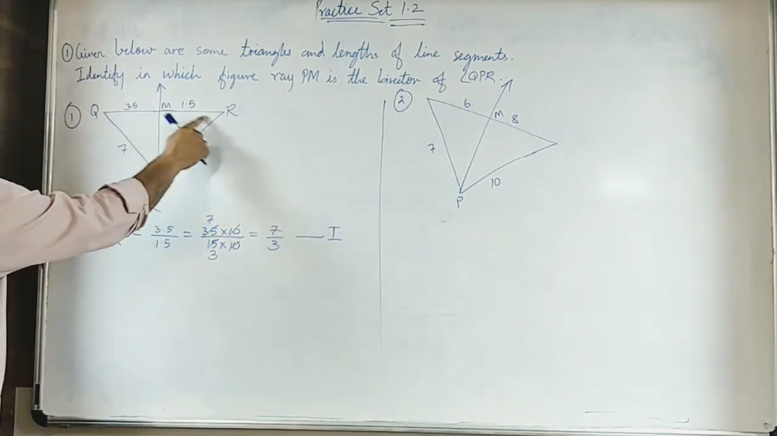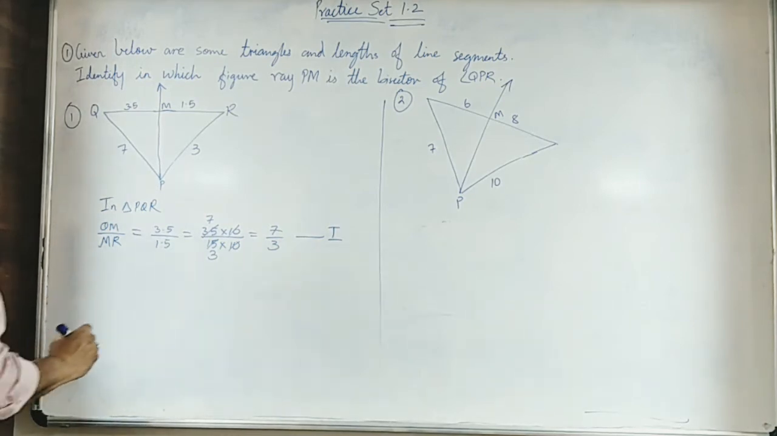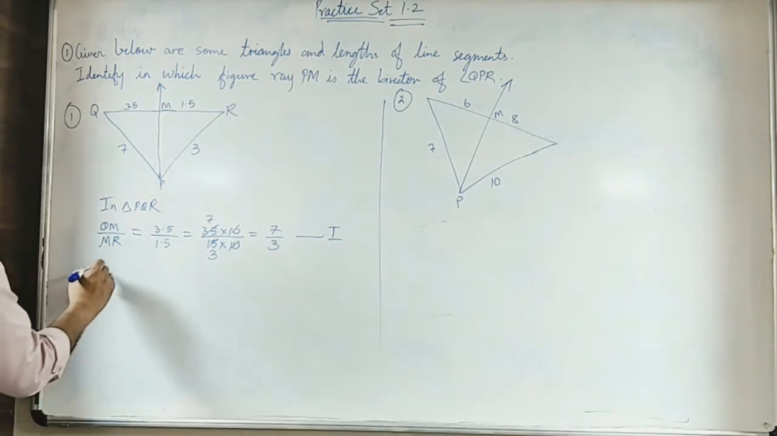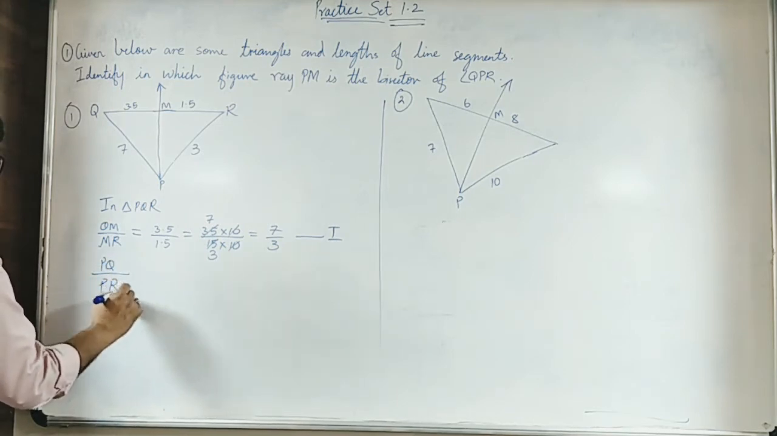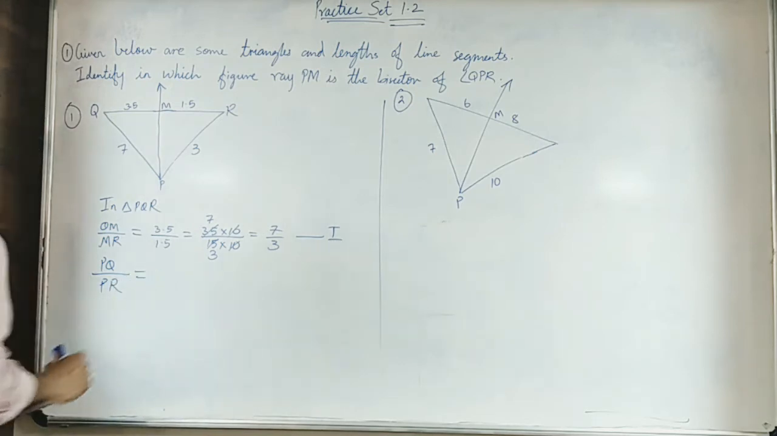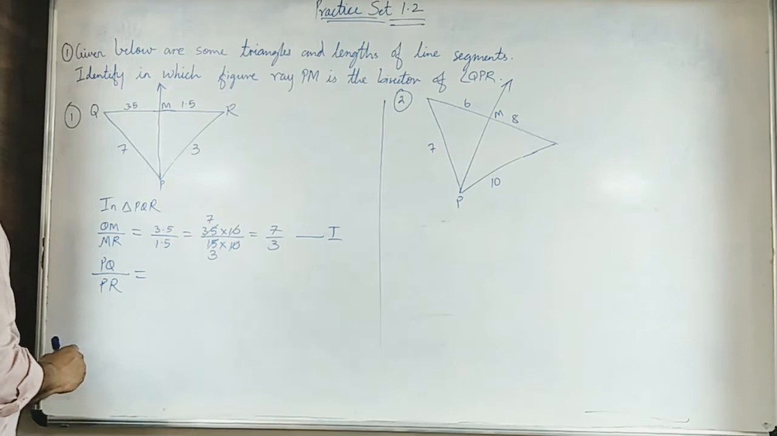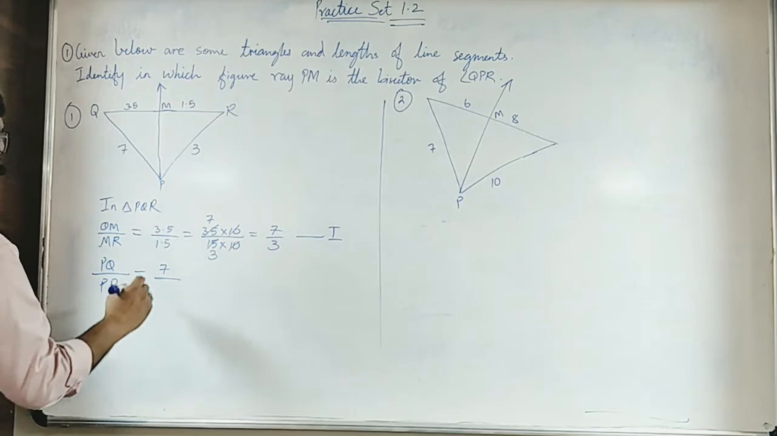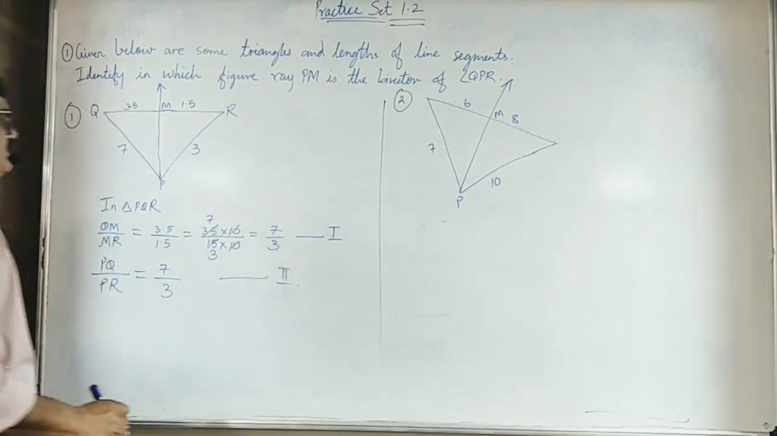Then QM upon MR. Then we're going to check PQ. What is that over there? You will be getting PQ upon PR. Now PQ upon PR is equal to 7 upon 3, since the value of PQ in this case is 7. So this is what you got as statement number 2.